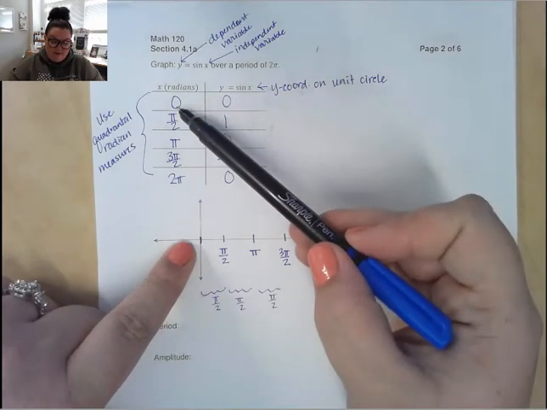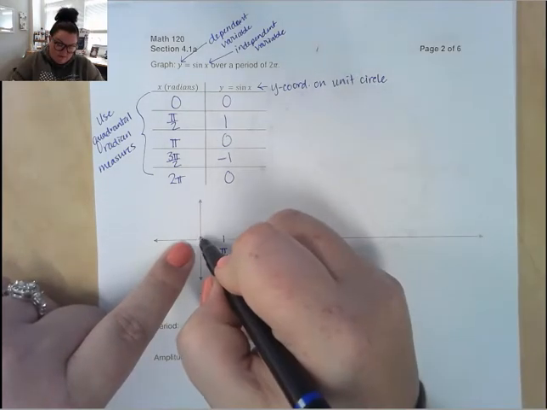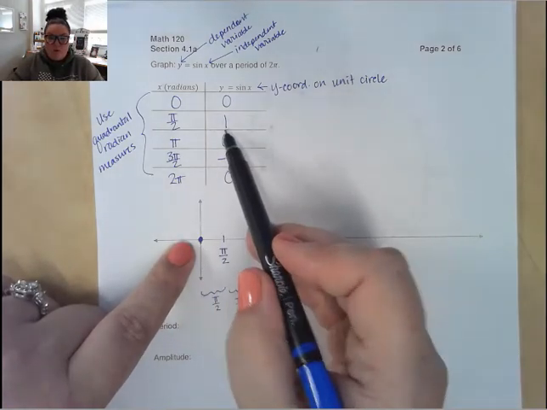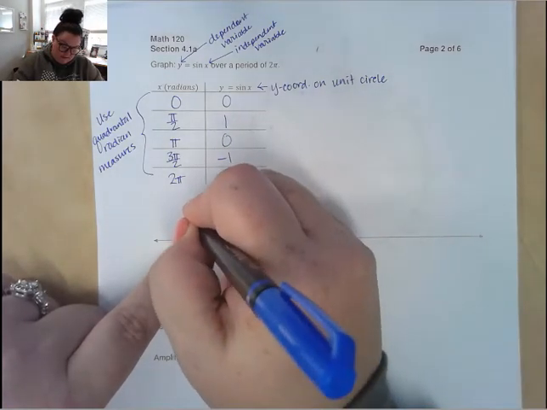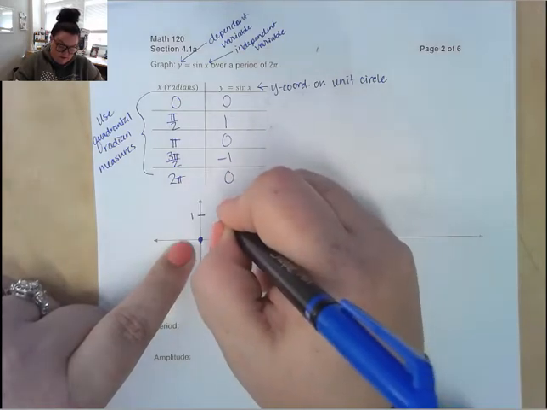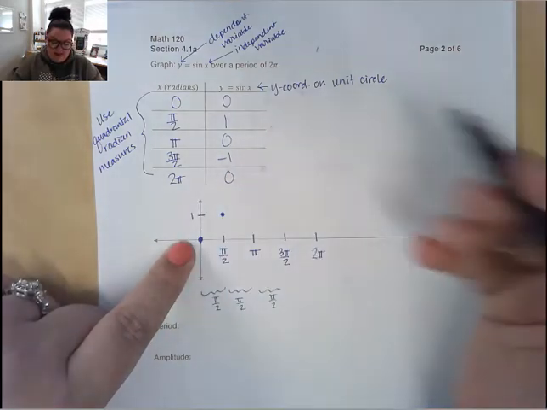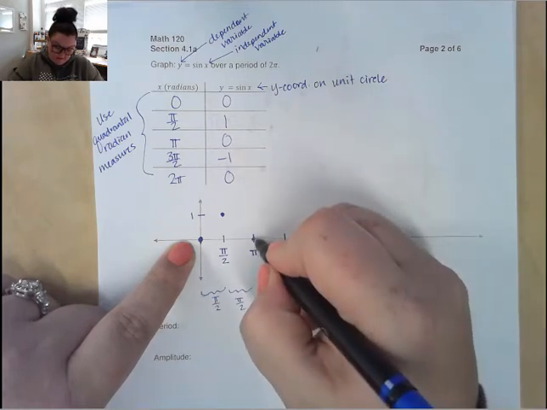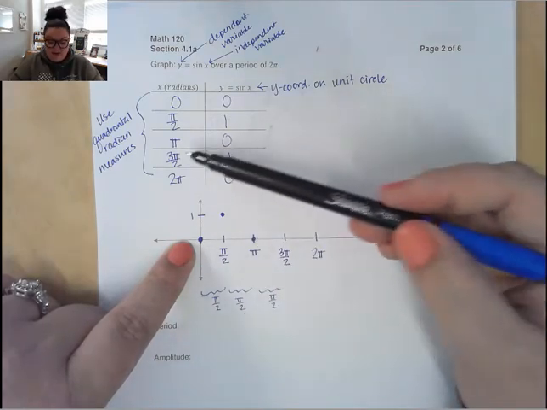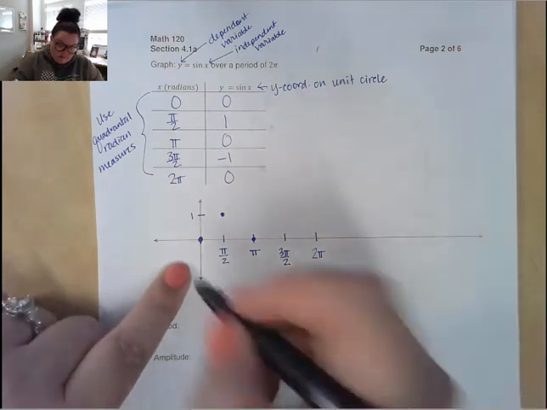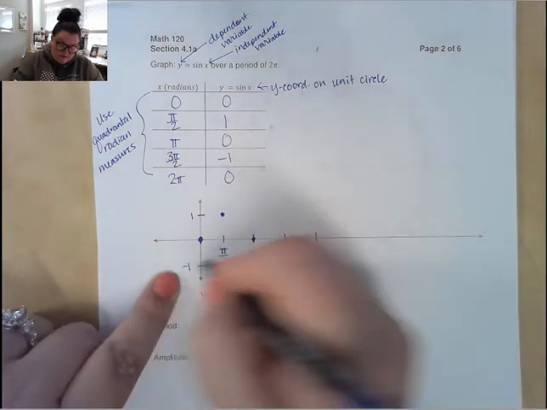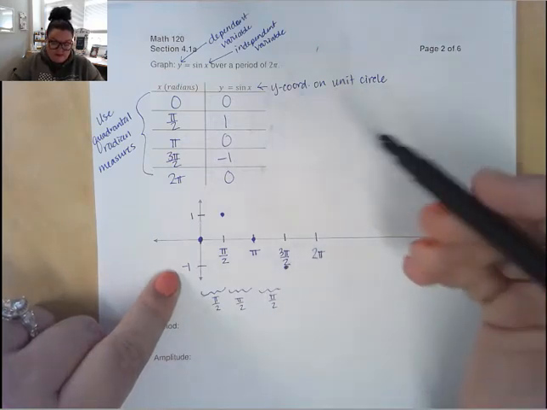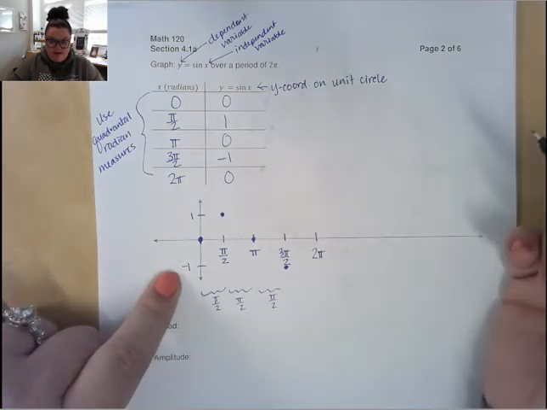So at 0, I'm at 0, so that's my point here. At pi over 2, I'm up at 1. So I'm just going to label and say this is 1. At pi, I'm down at 0 again. At 3 pi over 2, I'm down at -1. I'm just going to go ahead and label this -1. And at 2 pi, I'm back up at 0.